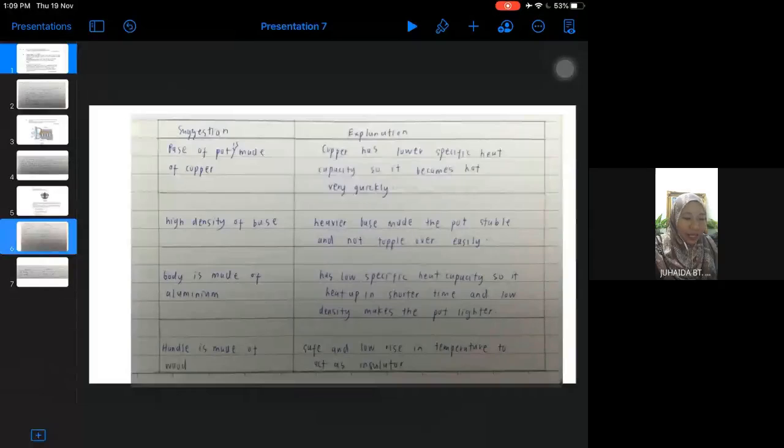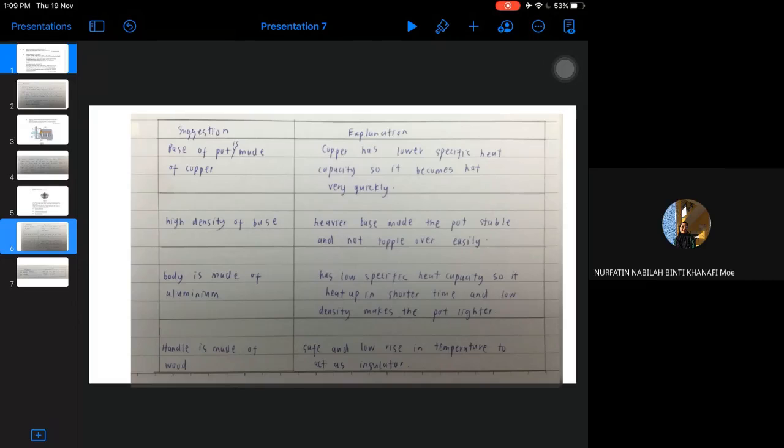Okay, so reason: reduce heat release to surrounding.